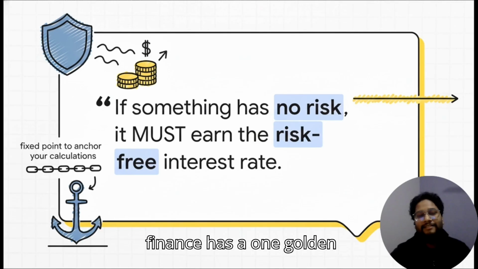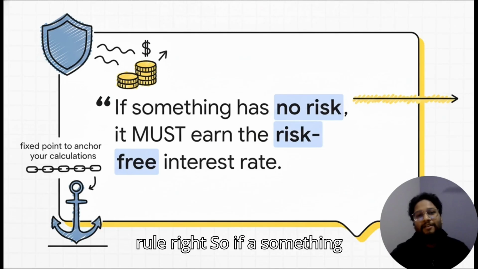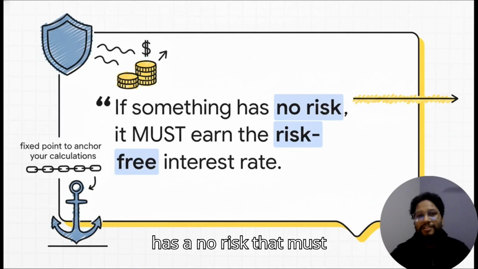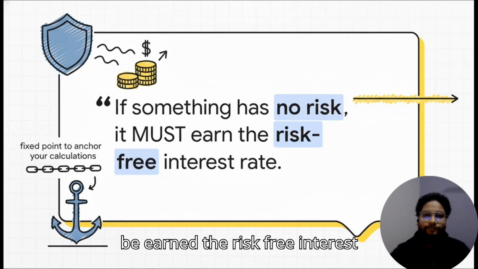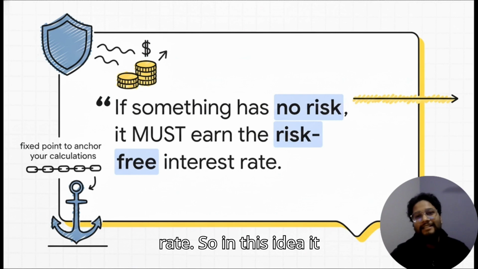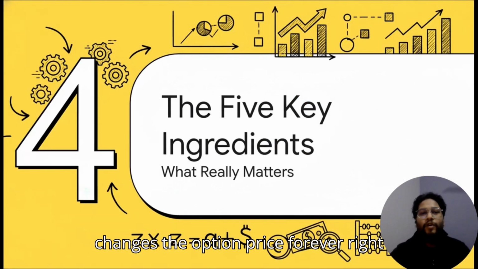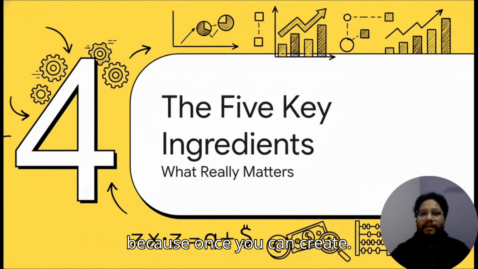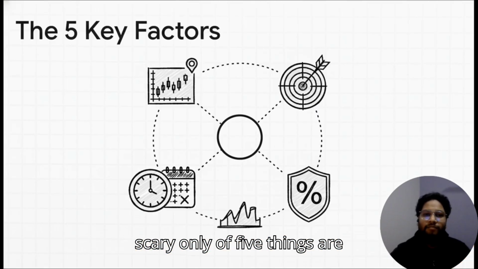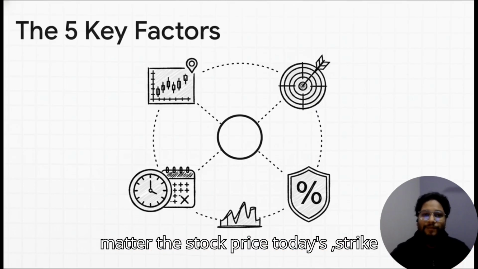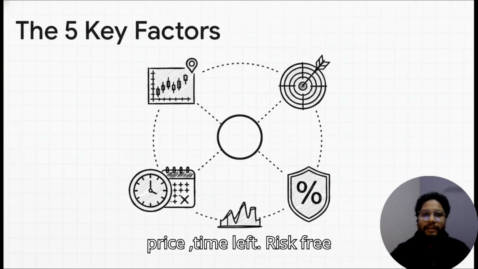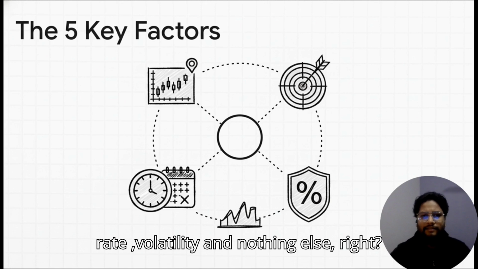Why does this change everything? In finance there is one golden rule, right? If something has no risk, it must earn the risk-free interest rate. This idea changed option pricing forever, right? Because once you can create a risk-free position, you don't care about opinions anymore, right? It does not matter if investors are optimistic or scared. Only five things matter: stock price today, strike price, time left, risk-free rate, and volatility, and nothing else, right?